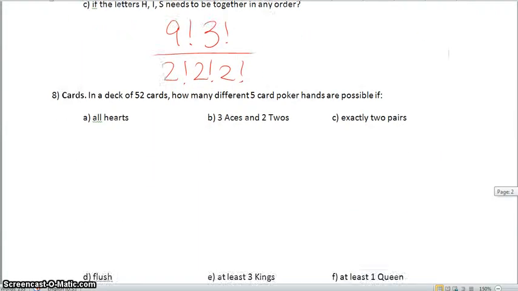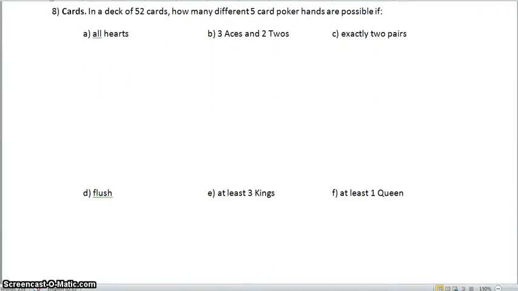All right, final questions. We're almost done. Okay, 5 cards, all hearts. So there's only 13 hearts. You choose 5. You need 5 cards at the end. So make sure like this number is 5 at the end.